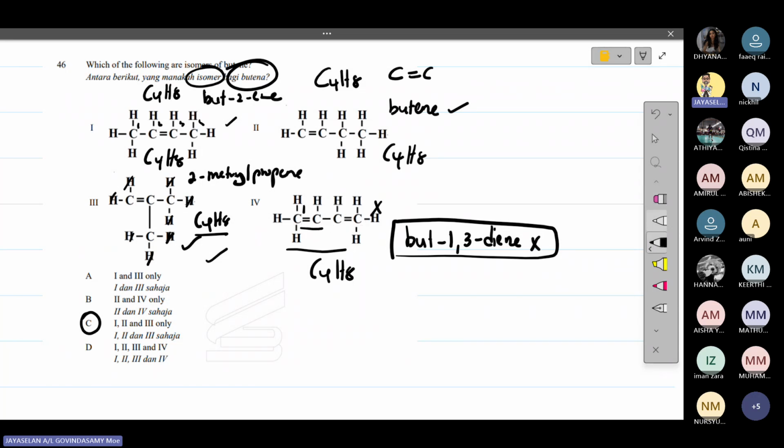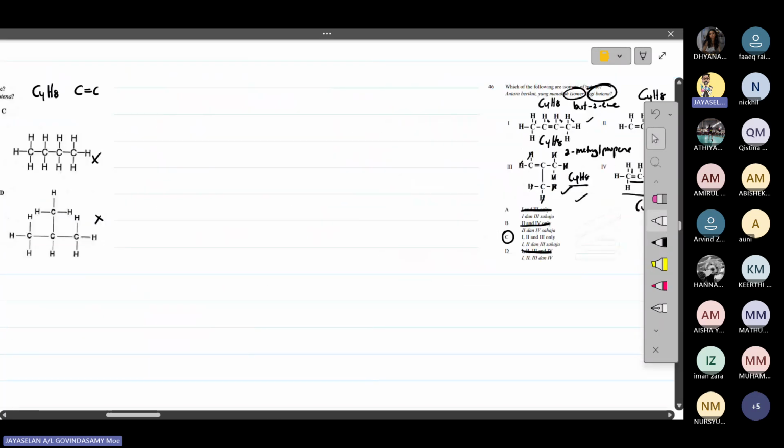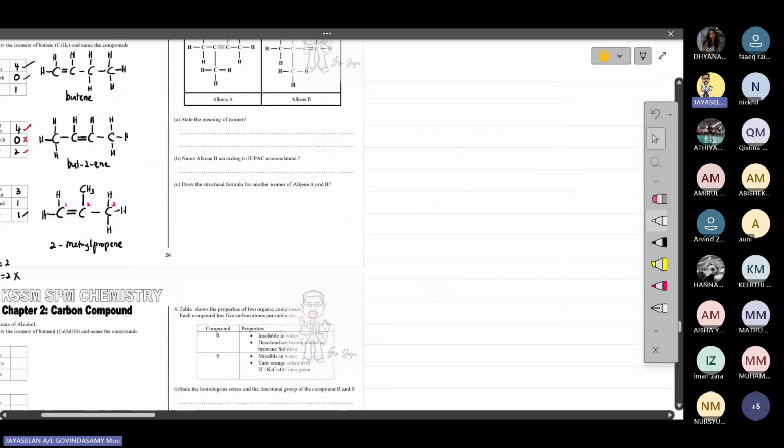Okay, so ini salah lah. So nombor 3 tak boleh. So ini tak boleh, tak boleh, tak boleh. Okay, so 1, 2, 3, 1, 2, 3. Amirul understand? Okay, faham. Okay, kita pergi soalan ni.